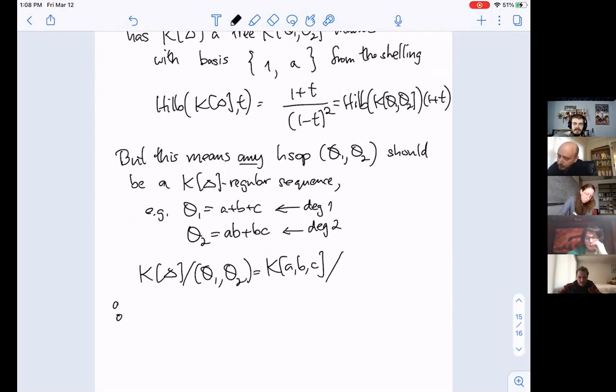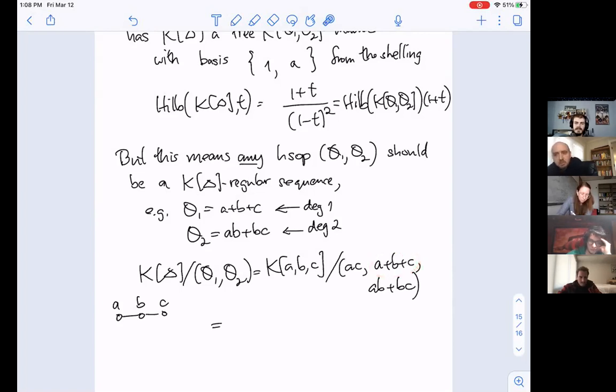I'm just going to remind you what the complex looked like. It looked like this. We had to mod out by AC. And now I'm modding out by A plus B plus C. And I'm also modding out by AB plus BC. And how am I going to think about this? Well, let me use this, right?